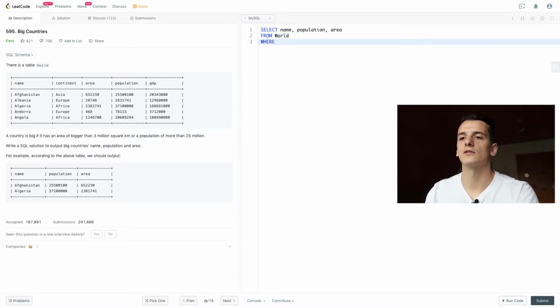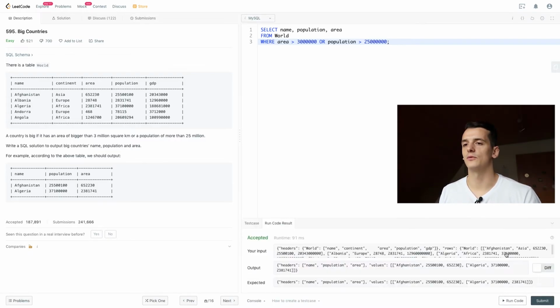And where comes in with the conditions of having an area of bigger than 3 million square kilometers, which is area, or a population of more than 25 million. You should always read carefully if it says or, and. In this case, it states or, so using and in here would be wrong. So area should be bigger than 3 million, so a 3 with 6 zeros, or the population should be higher than 25 million, 25 with 6 zeros.